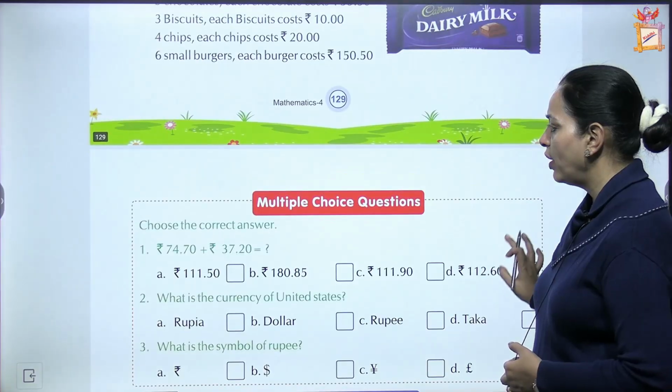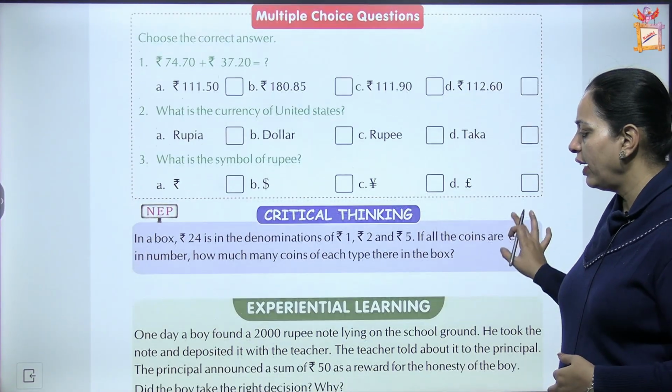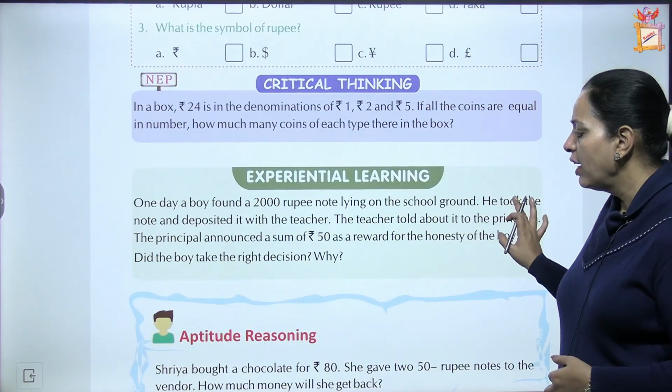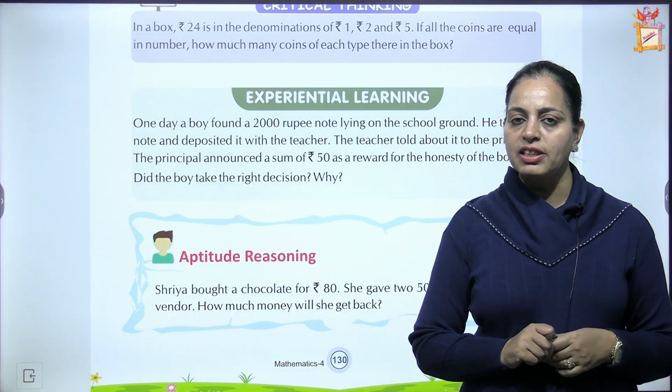Very interesting, very easy. Similarly, you can try MCQ, critical thinking and experimental learning. Aptitude reasoning is also here. I hope the concept is very much clear to you.